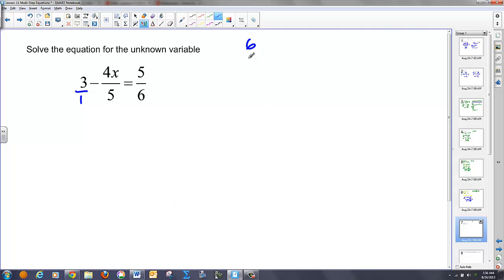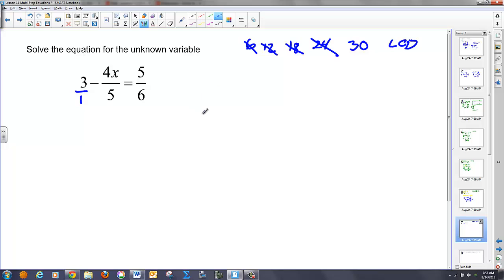Start at 6, and we know 5 doesn't go into that, so double it, 12. 5 doesn't go into that. Triple it, 18. 5 doesn't go into that. Times 4 is 24. 5 doesn't go into that. Times 5 is 30. And 5 and 6 go into 30, so that's my LCD.